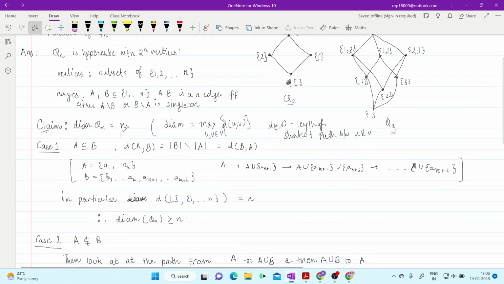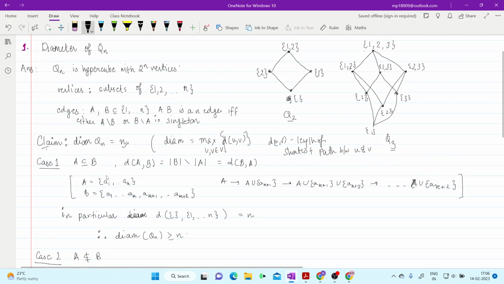Basically, to find the diameter we have to compute the length of the shortest path between any two distinct vertices. Any subset of the set {1, ..., n} is a vertex of the graph. The first case is where we pick two subsets in which one is contained in the other. Suppose first we want to calculate d(A,B), where A is contained in B.